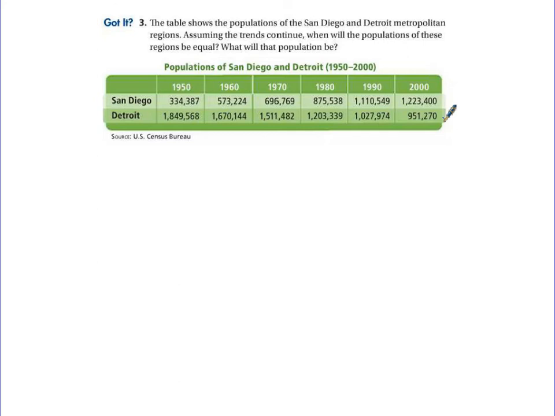I'm one of them. So San Diego has a graph that's going like this. Detroit has a graph that's going like this. What are we looking for? We're looking for the intersection. That will give me the year that the populations will be the same. Maybe it's already happened. I don't know. And also the population that they will have. Okay? Problem is done exactly the same way. Go ahead.